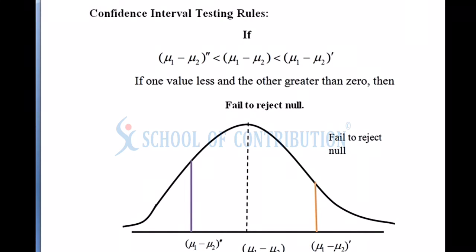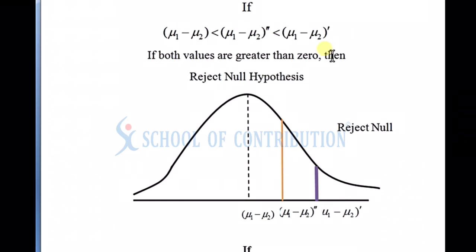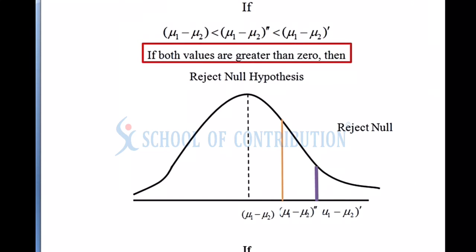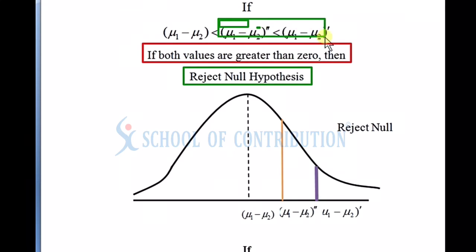In the second case, if both interval values are positive, we must reject the null hypothesis. This says that if both values are greater than 0, we reject the null hypothesis, because these two interval values are more than 0, and this is 0. Since these two interval values are positive, we reject the null hypothesis.